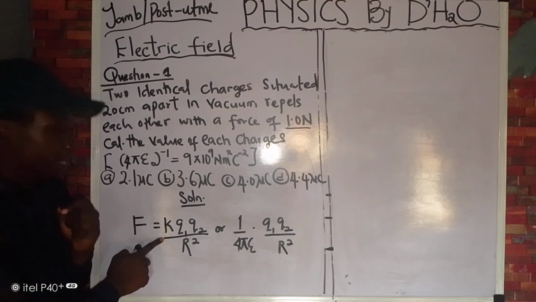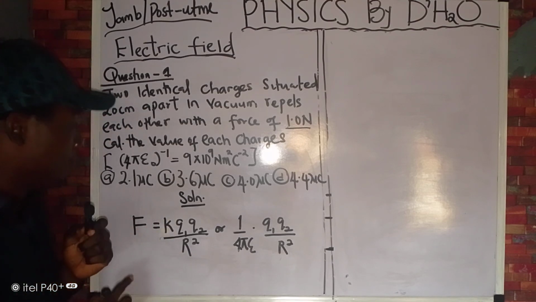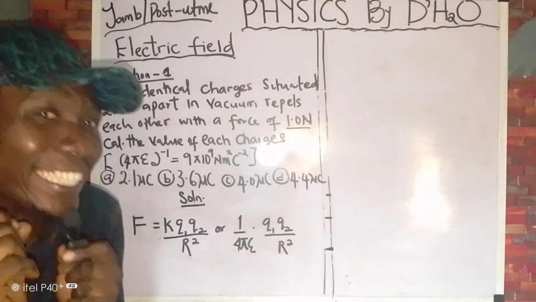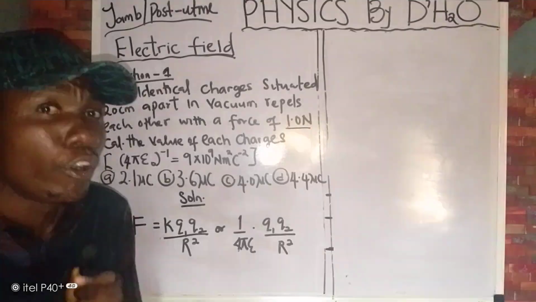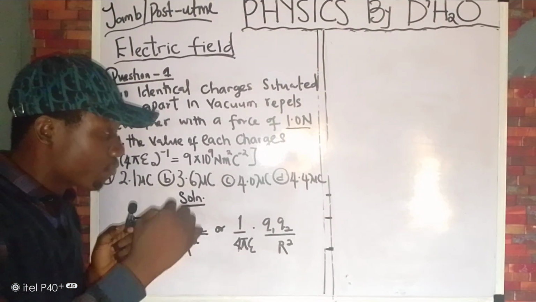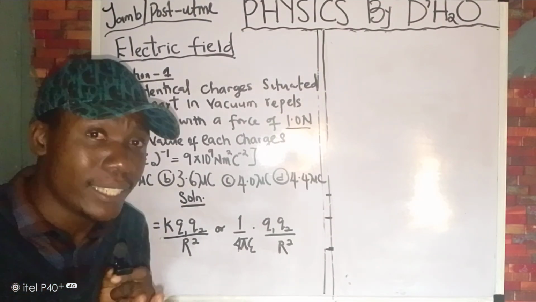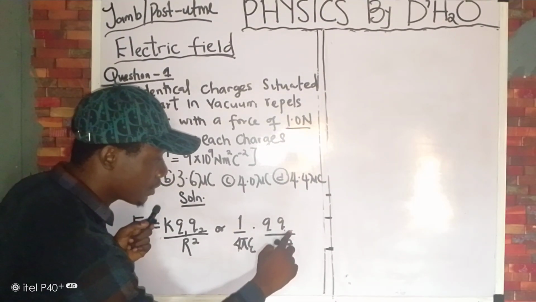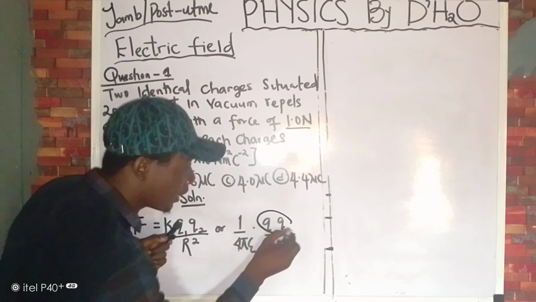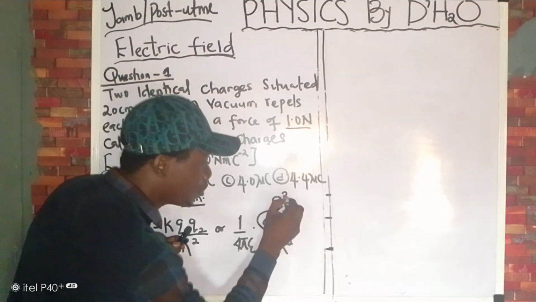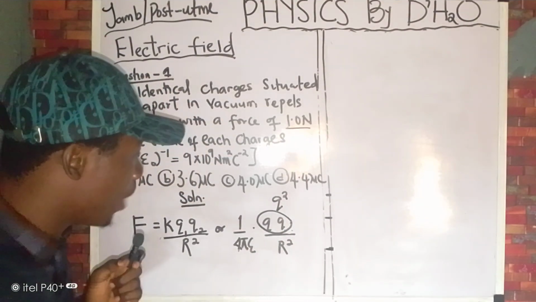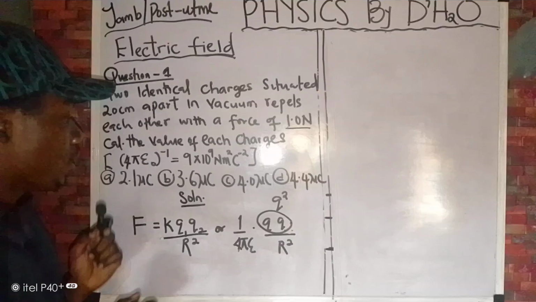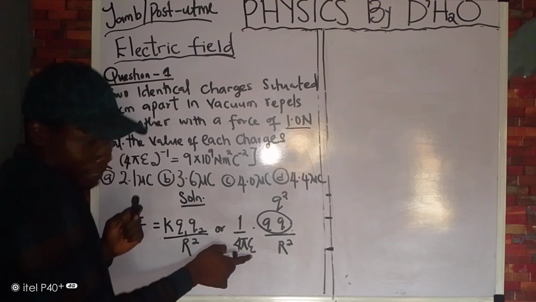Are we together? Now, watch this carefully. Remember, we are looking for the charges. They said that the 2 charges are identical. So there will not be need for us to label it as Q1 and Q2, seeing that the charges are identical. So let's remove this. By the time we combine these 2 charges together, we are going to get Q squared. Yes, that's what we have. We have Q times Q because the charges are identical.